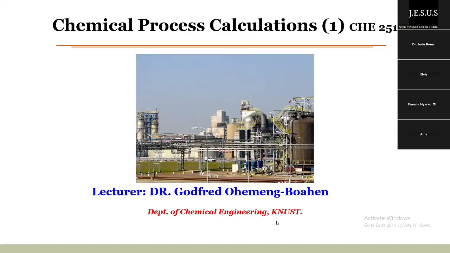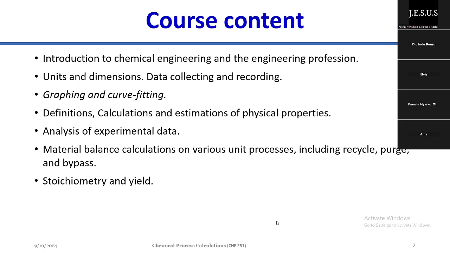Okay, so we'll be looking at chemical process calculations, a second year first semester course, and it's very much needed in chemical engineering. For today's course content, we'll look at the introduction to the course. We'll also talk about unit processes and unit operations, and then some calculations in chemical engineering. And if possible, we can start a little bit of the material balance today.